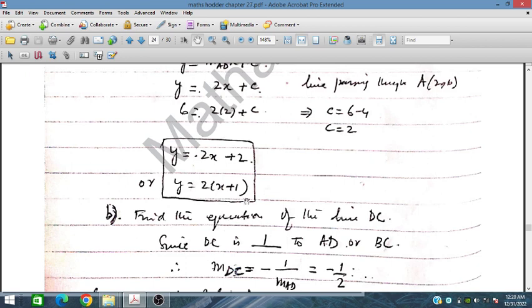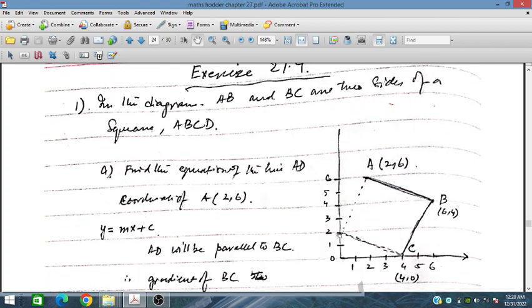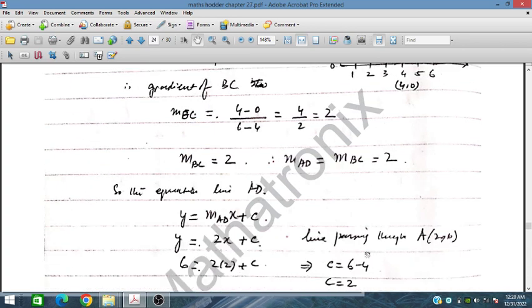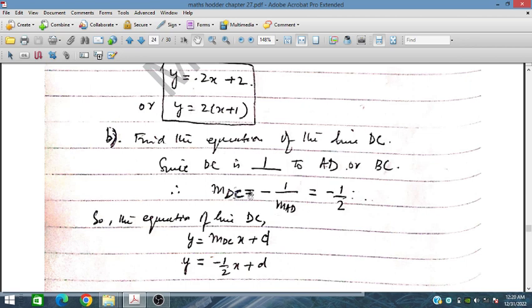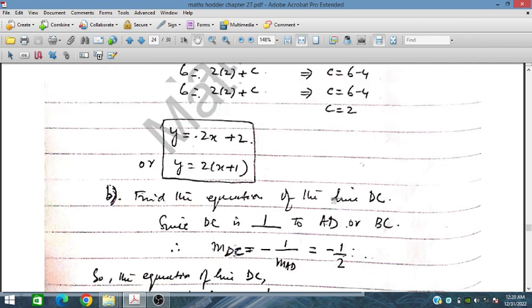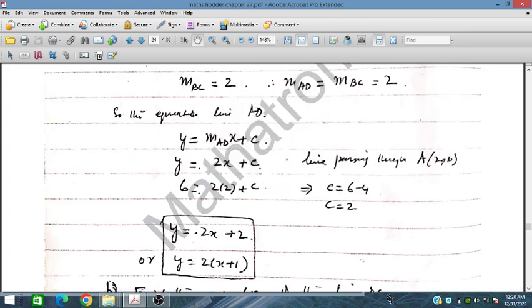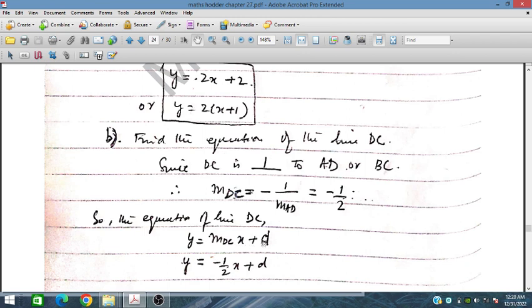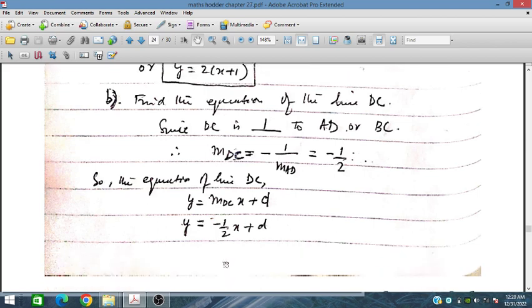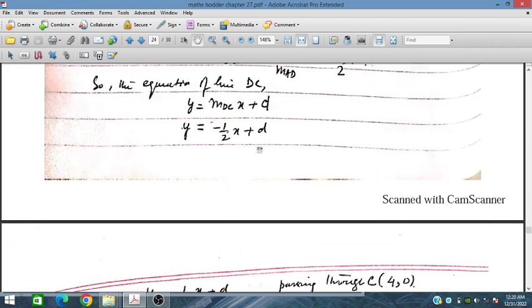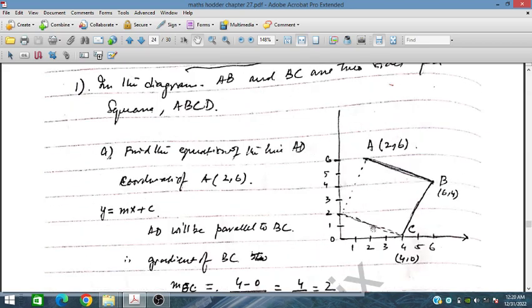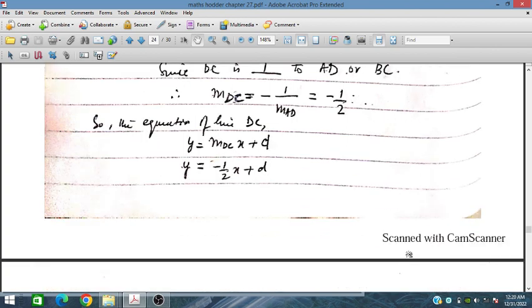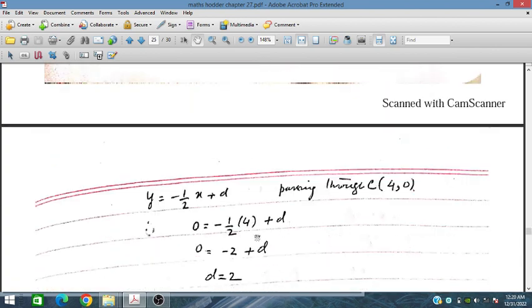Now find the equation of the line DC. Since DC is perpendicular to AD, the gradient of DC is minus 1 over the gradient of AD. Because that is 2, it is minus half. So m_DC is minus half, and d is the intercept value. This line passes through the point 4, 0, so we have d equal to 2.